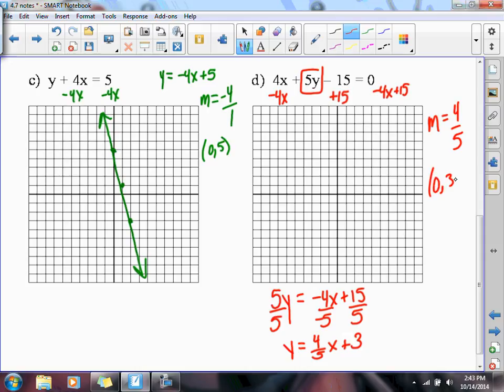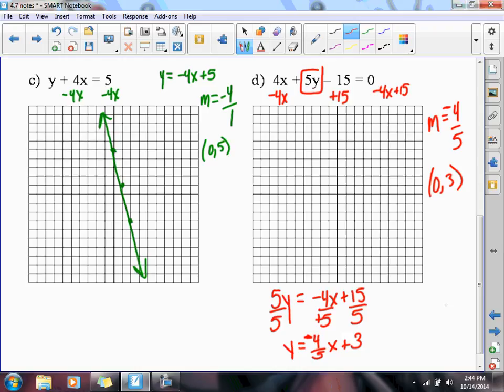Oops, wait a second. Why did I make the 5 negative? We don't want the 5 to be negative. We want the 5 to be positive. So my slope here then will be a negative 4/5. There we go. I was adding a negative with the 5 when I was dividing. That's not right. Okay, now it's correct. So now we have a negative 4/5 x plus 3.